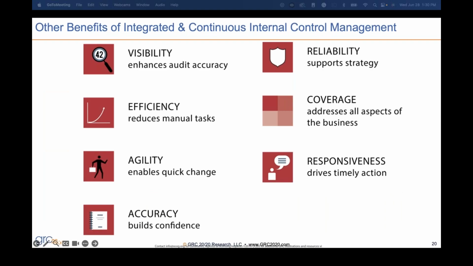Other benefits that are absolutely critical is getting good visibility that enhances audit accuracy and potentially even reduces audit costs and findings. We have good reliability and resilience that supports the business strategy. Building efficiency where time saved, money saved to reduce manual tasks. So it doesn't take us 200 hours to build that report. It's there at the push of a button. And where 80% of our staff time isn't managing and chasing documents and spreadsheets and emails, it's actually managing risk and controls and improving risk and control.